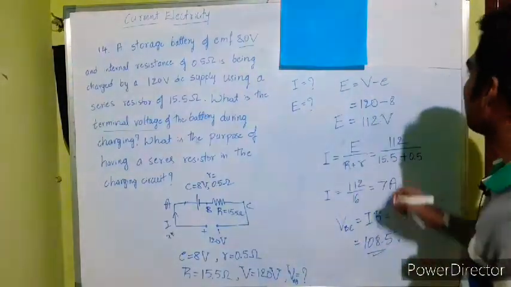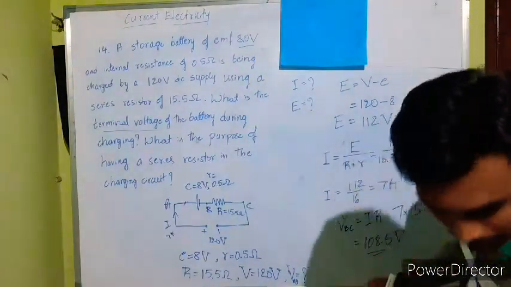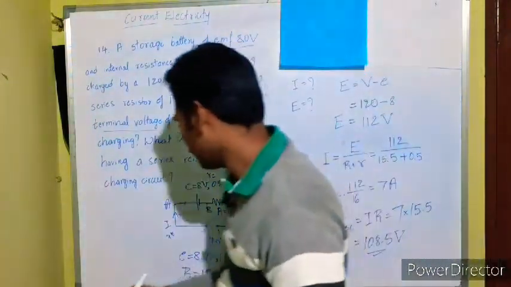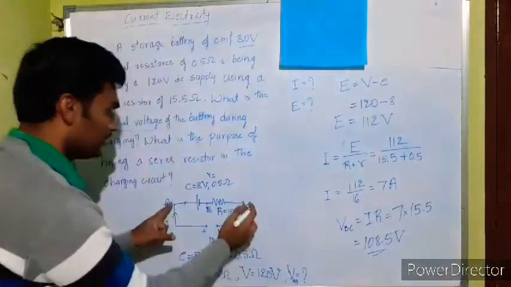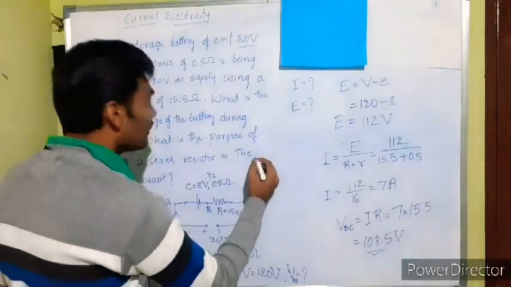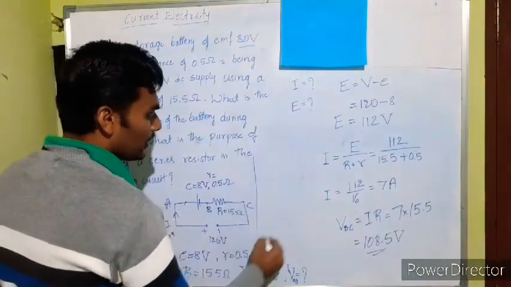But what we know is voltage across A and C. Voltage across A and C. Let me write it here itself.